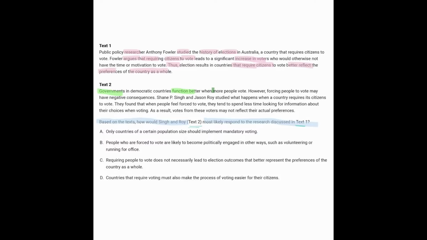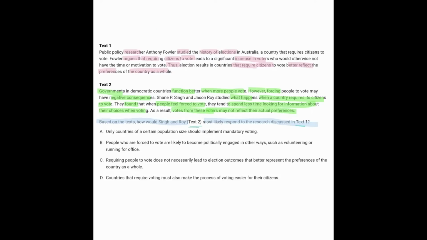Governments function better when more people vote. However, forcing them will have negative consequences. This study showed that what happens when a country requires its citizens to vote is they found that when people feel forced to vote, they spend less time looking for information about their choices. Therefore, the votes from the voters may not reflect the actual preferences.